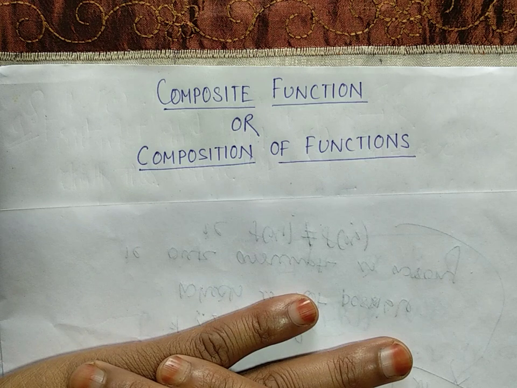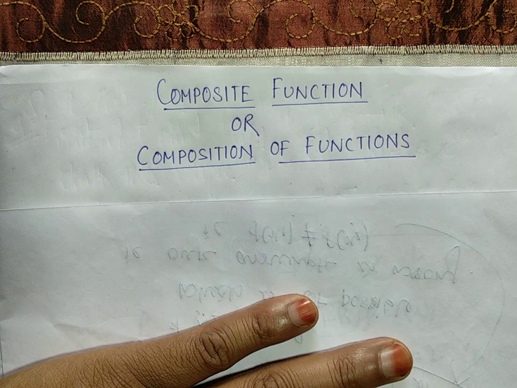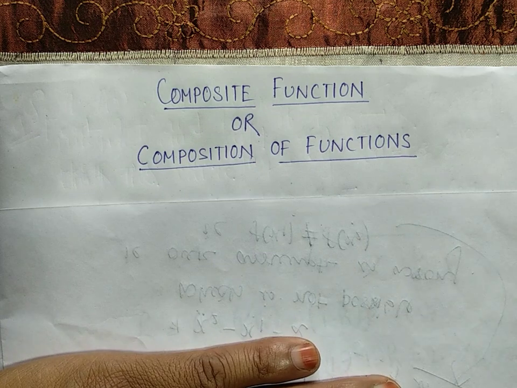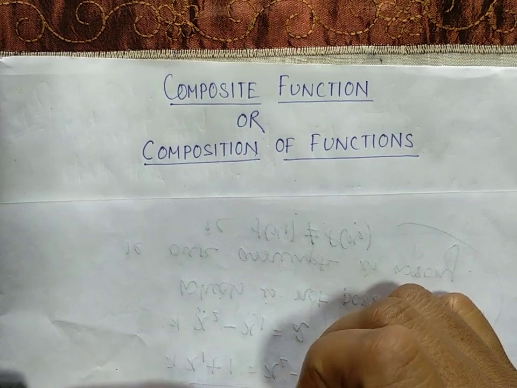We have done so many operations on relations and sets. So many different operations are there: union, intersection, complement, difference, and so many others. And now we are going to discuss one important property of functions. That means we can easily combine two or more functions. Okay, composition of functions, or composite function.